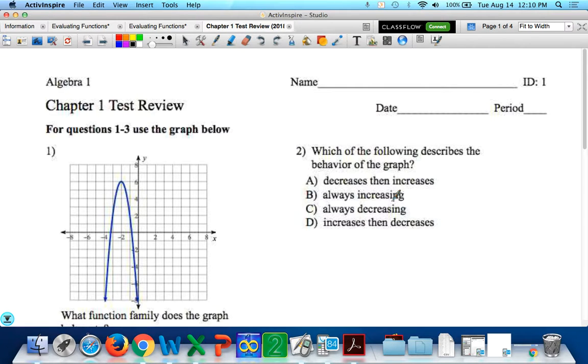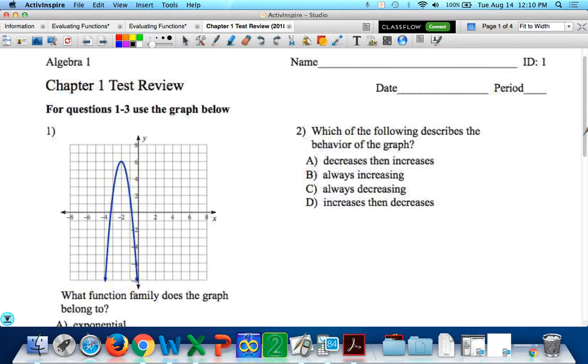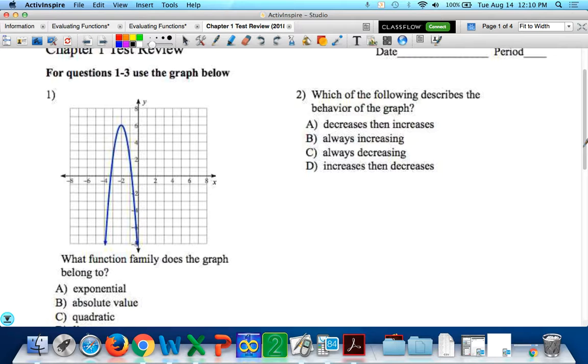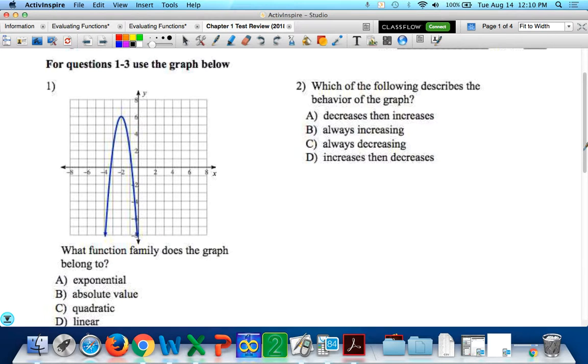All right, this is the Chapter 1 test review videos. We start out here, and we're going to use this graph right here below number 1 for the first 3 problems. And you'll see they're all on this first page together. So question number 1 is actually down here.